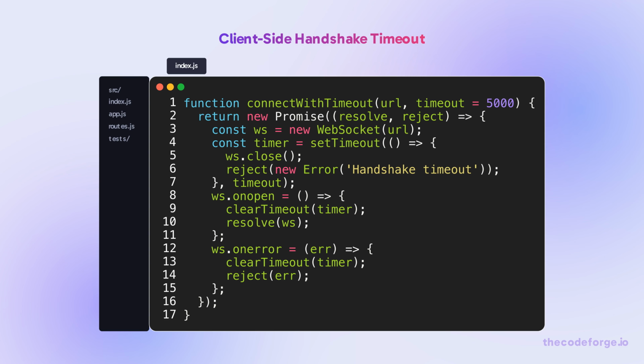Implement a handshake timeout on the client to detect silent failures. If the onopen event doesn't fire within a few seconds, assume the handshake failed and retry with exponential backoff. This snippet shows a timeout wrapper for the browser WebSocket API. Use curl to simulate the WebSocket handshake and check for Access-Control-Allow-Origin headers. Also enable debug logging in your client library.